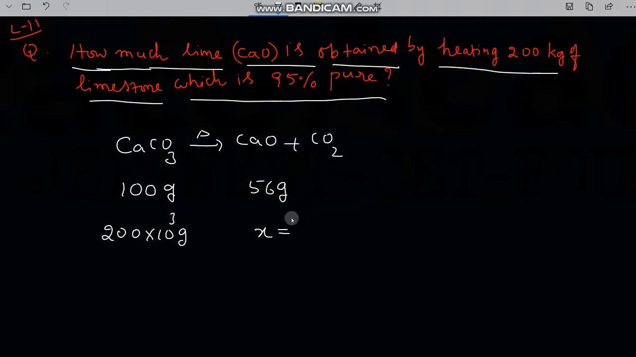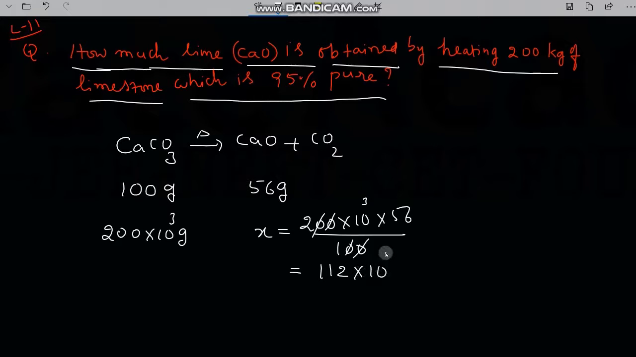You will find that it is 200 into 10 cube into 56 divided by 100. Anyway, these all get cancelled. After that it will be 112 into 10 cube grams, meaning 112 kilograms.